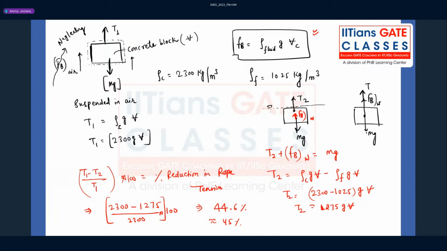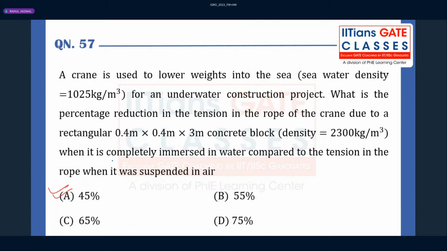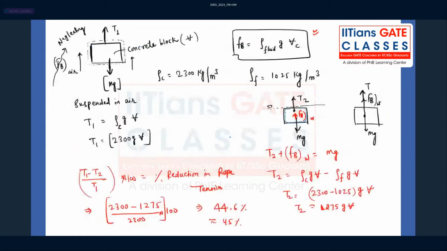What is the point through which the buoyancy force acts? The buoyancy force always acts at the centroid of the displaced fluid. Here, the displaced fluid and the volume surrounded by the block are the same, because they have given that the concrete block has been submerged completely. It is not a floating condition. Read the problem: it is submerged, immersed completely. So both points, the weight point as well as the buoyancy force point, will be exactly the same point.